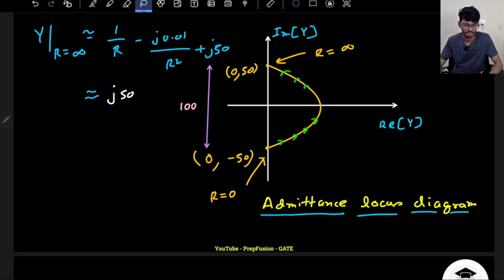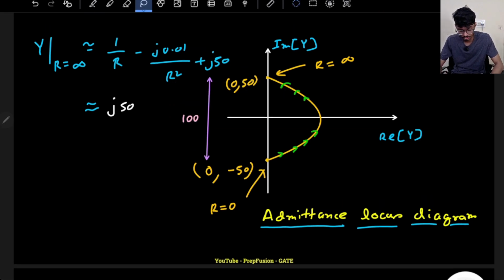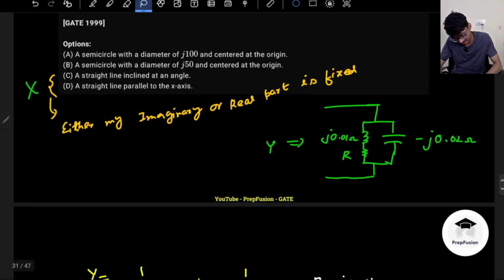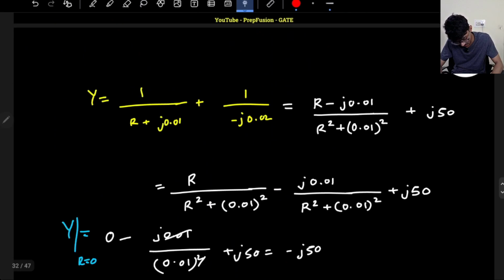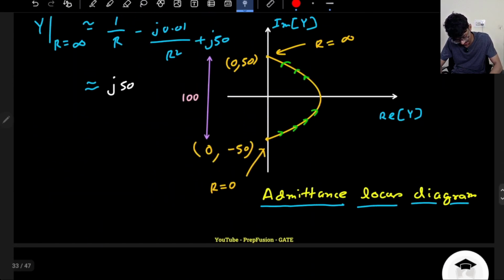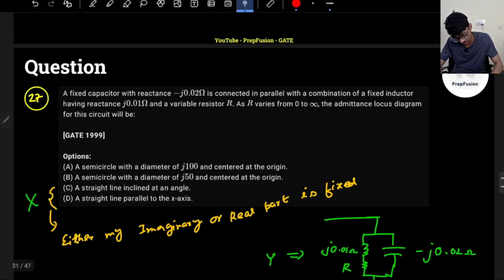Diameter of the semicircle is 100 basically. So the diameter of the semicircle is 100, isn't that what they are asking? Yes, the diameter is j100, that is correct, because it is on the y axis, that's why they are telling it is j100. So this option is correct, right?